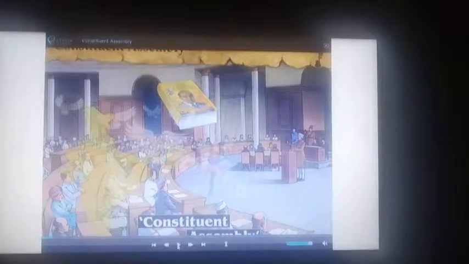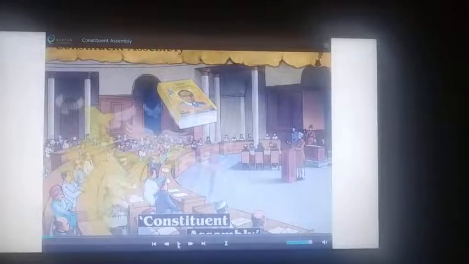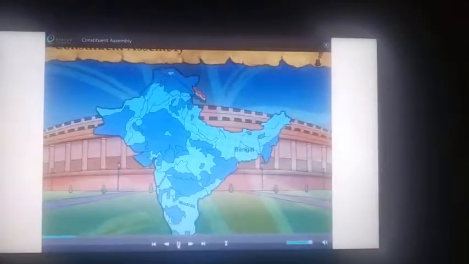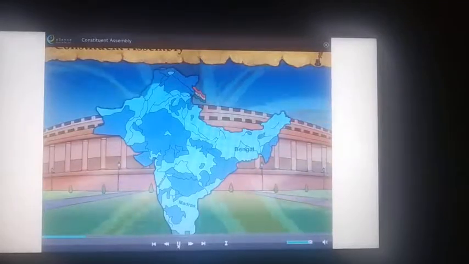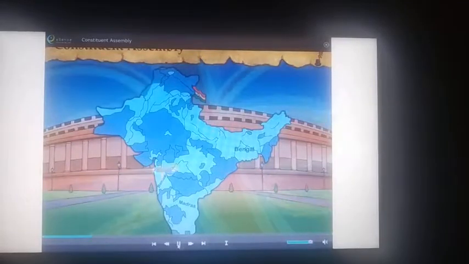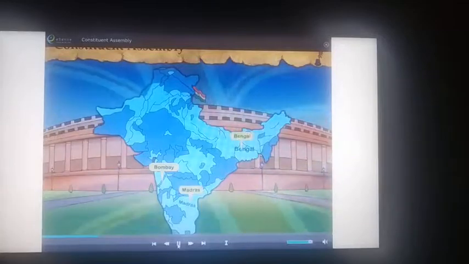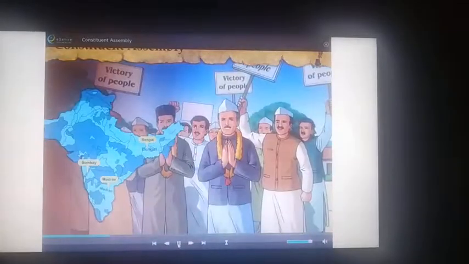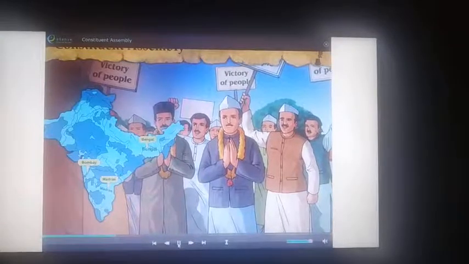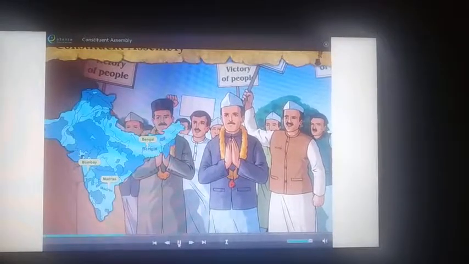Then, the Constituent Assembly. What is meant by Constituent Assembly? India became independent on August 15, 1947. Before that, the British ruled over India. They had divided India into provinces like Bombay, Bengal and Madras for the convenience of administration. The administration in these provinces was carried out by people's representatives.